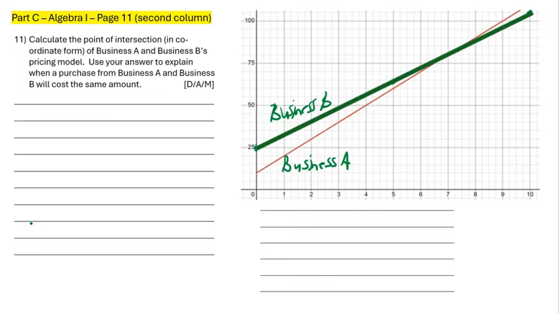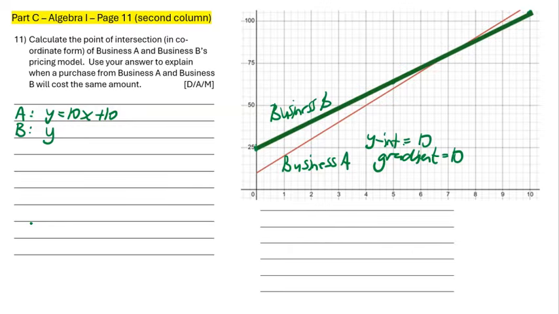So the business A model, we didn't actually calculate the model from the previous question. We left it as a y-intercept at 10 and a gradient at 10. So that means business A's model was actually going to be y equals 10x, because that's the gradient, plus 10, because that's the y-intercept. Business B, we did form the equation for that, and just copying that from the previous question, that was y equals 8x plus 25. So I've now got that question here.